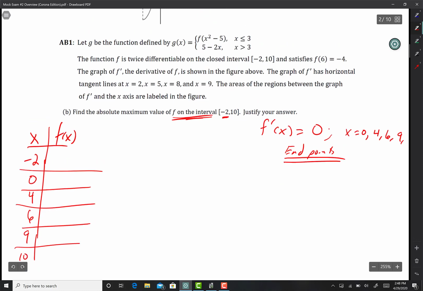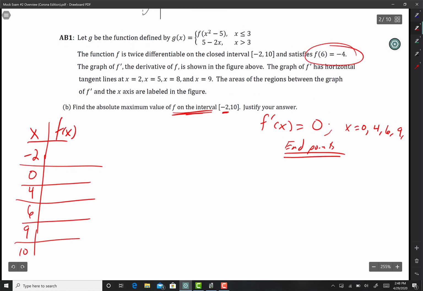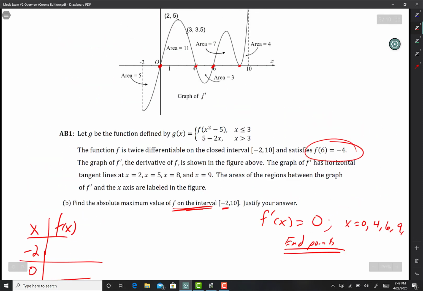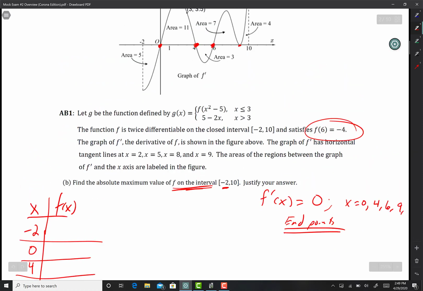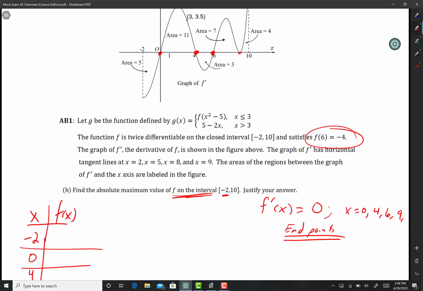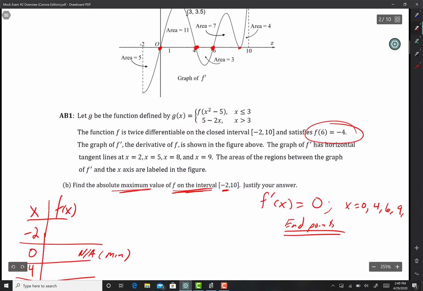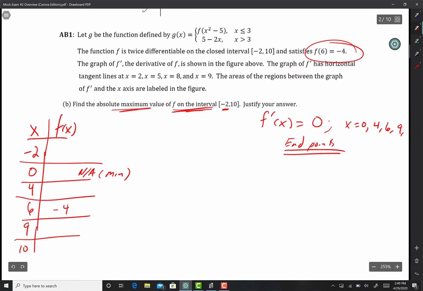All right, the value that we know is f of 6, that's negative 4. So I'll put a negative 4 in there. And immediately, I change from positive to negative, so 4 is the candidate, 6 is not. That's the only one we have there, and 9 is not, and 0 is not. So I'm going to put NA. Actually, I'm still going to calculate it, but this is not applicable because that's a min, and they wanted an absolute max.